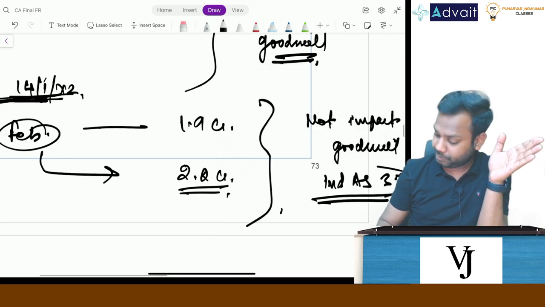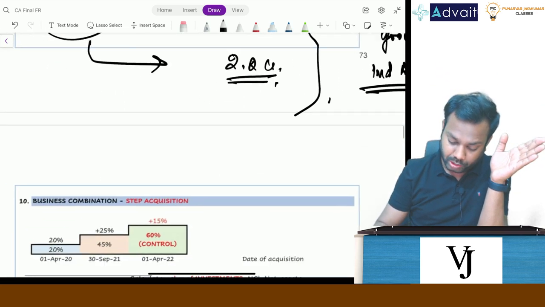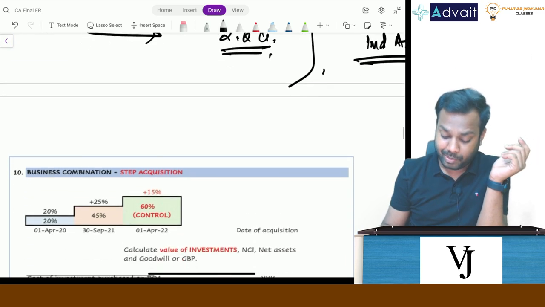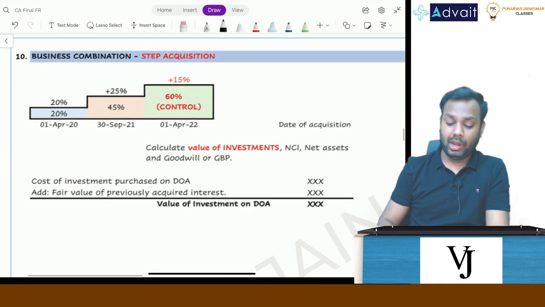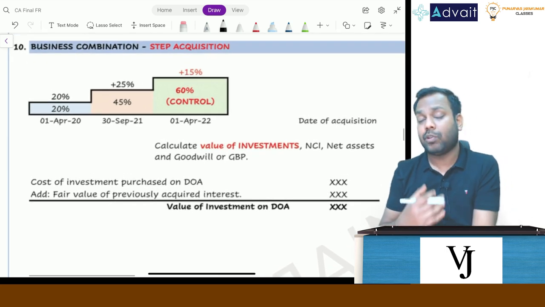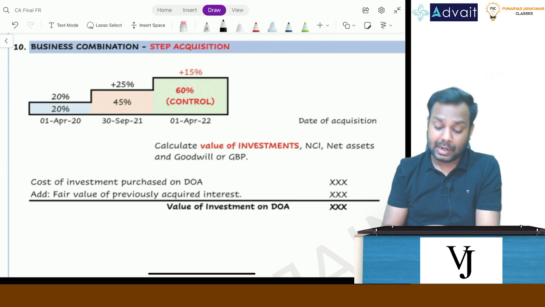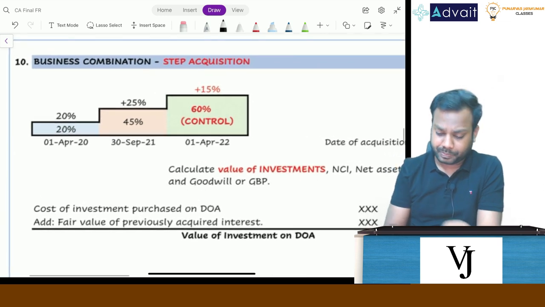Okay, now, I hope that is clear, the concept of measurement period. Now moving on to the next point, that is business combination in steps, which is also called step acquisition. Okay, now understand this concept.